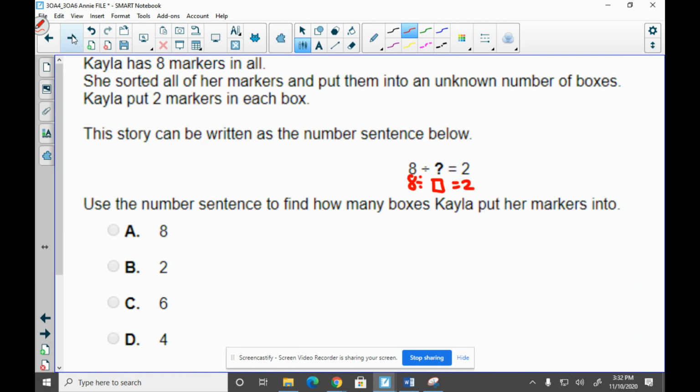Well, you know your 2's facts, so you could then ask yourself 2 times what number equals 8. And what would fill in that box? A, B, C, or D? The correct answer is D. 2 times 4 equals 8.